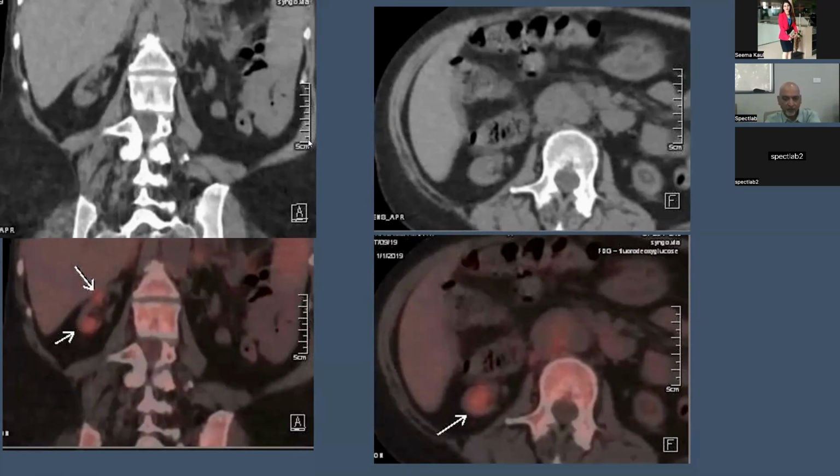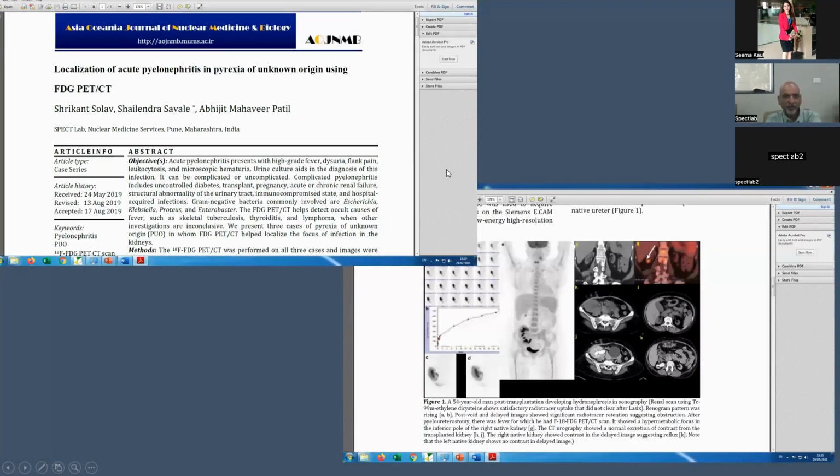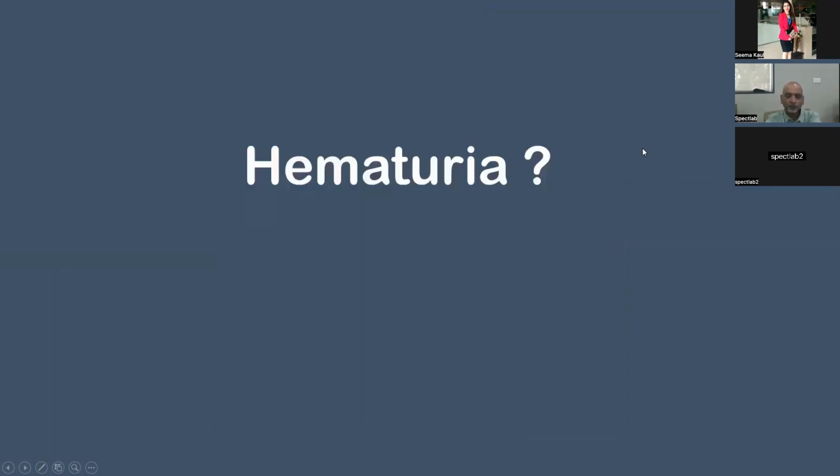So why should this happen? And the answer lies in this intravenous CT scan. You can see here, that's the native kidney, which is not seen in the initial image. The transplant kidney shows excretion of contrast, and the delayed image shows tracer in the native kidney, which is because of reflux. So this was actually reflux from renal pelvis of native kidney to the transplant kidney to the native kidney, which was the reason for pyelonephritis. This was published once again in the Asia Oceania Journal. And that's our Atlas article of FDG PET in PUO.